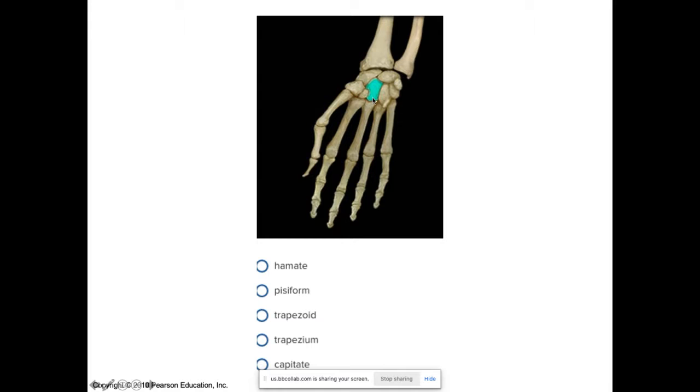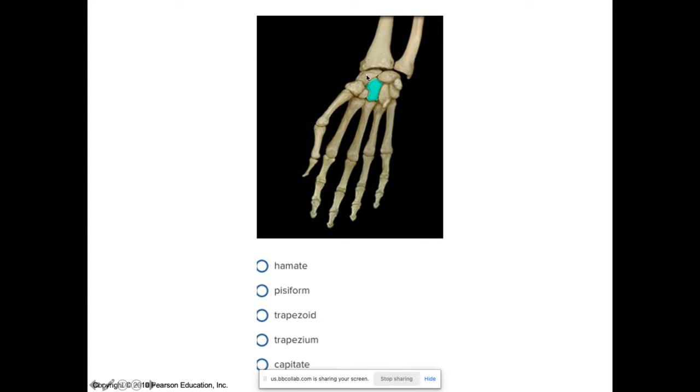There are 4 bones. 1, 2, 3, 4. Let me see if I can get this. 1, 2, 3, 4. Then we have 5, 6, 7, 8. So there's 8 bones. 4 in the proximal row, 1, 2, 3, 4. And then we have 4 in the distal row, 1, 2, 3, 4. So let's see what they are.